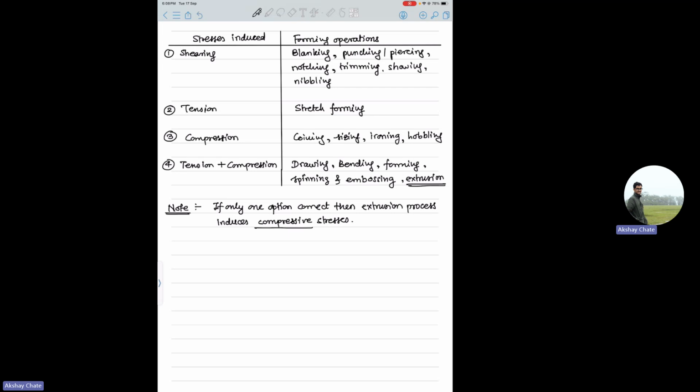So that's why, if more than one option is correct, then you may have to go for tension plus compression, or even shear you can consider, because nobody says that if friction is not there, shear stresses will not be there. Even in that case, in the bulk of the material, there can be shear deformations, right? You never know. So if you ask me, tension, compression, shear, friction, all things should be considered, but predominantly compressive stresses are responsible for the extrusion process.